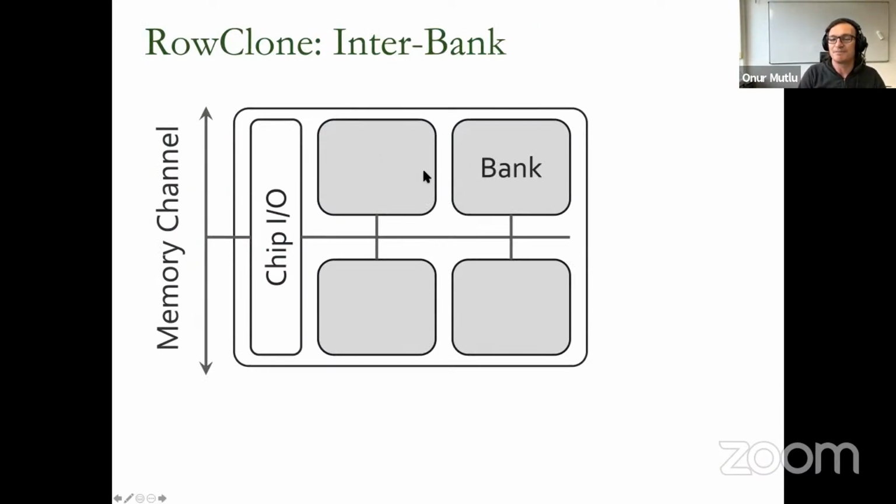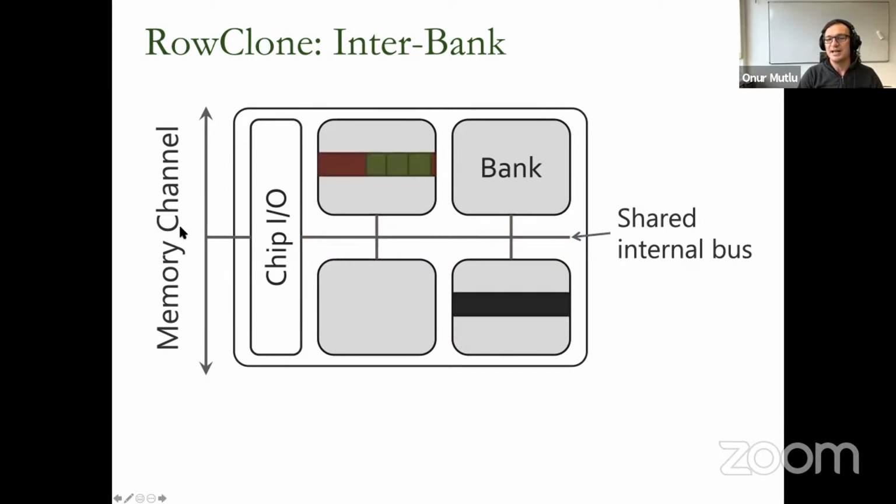Let me quickly describe it. Remember the shared bus between the banks? We have a shared internal bus. This could be only 64 bits, for example. It's not very wide, but it's on the DRAM die. You don't need to go off chip for this.